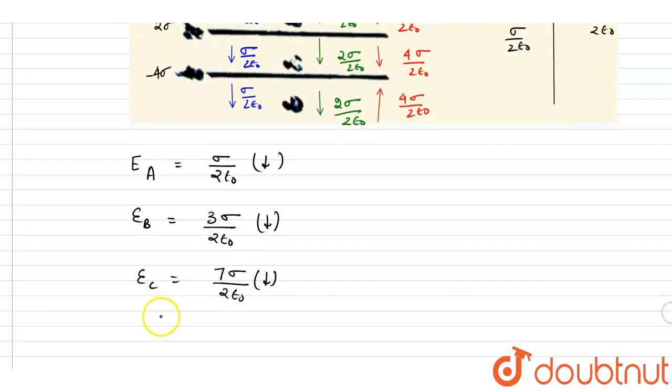And if you see the fourth one, these two are directed away and this is directed toward, so 4 minus 3, it is 1. So 1 sigma by 2 epsilon naught, it will be upward. So these will be the electric field at A, B, C, D and the answer of this question.